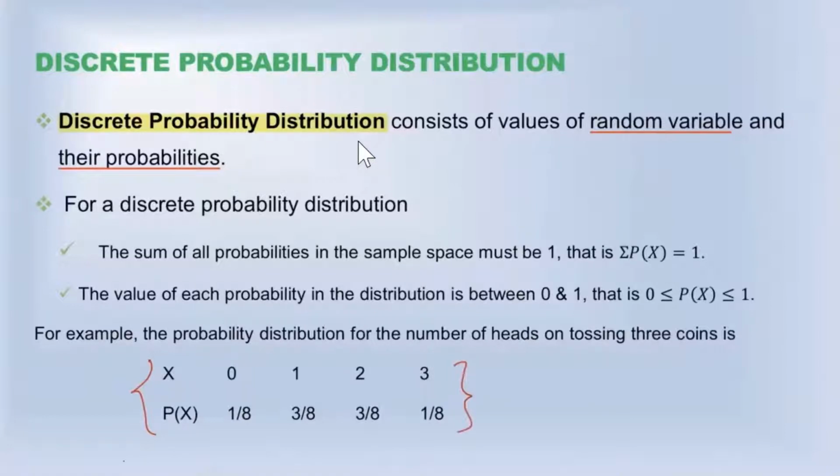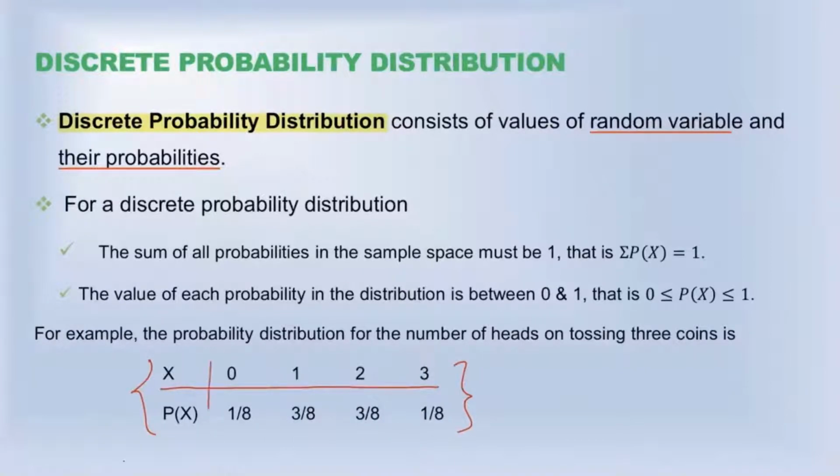For example, in my example down here, look at this one. Here I have the X values. These are the random variables. And over here, I have the probability of each. The probability that X equals 0 is 1/8. The probability that X equals 1 is 3/8. The probability that X equals 2 is 3/8. The probability that X equals 3 is 1/8.